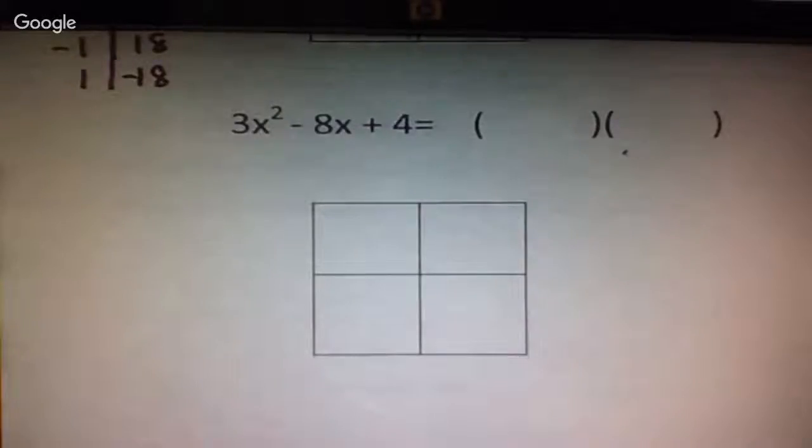So when you're trying to find factors of a negative, you need one of each. When you're trying to find factors of a positive, I need both positive or both negatives, depending on what my middle term is. Yes, add them together. We're trying to figure out this, right?